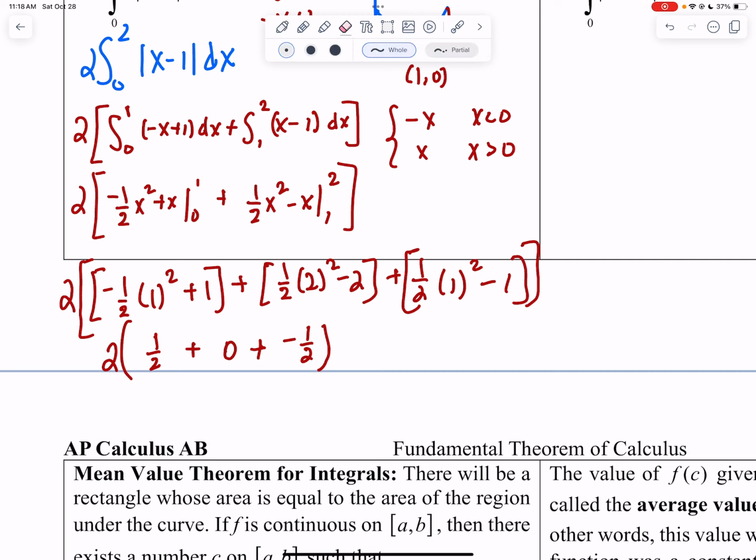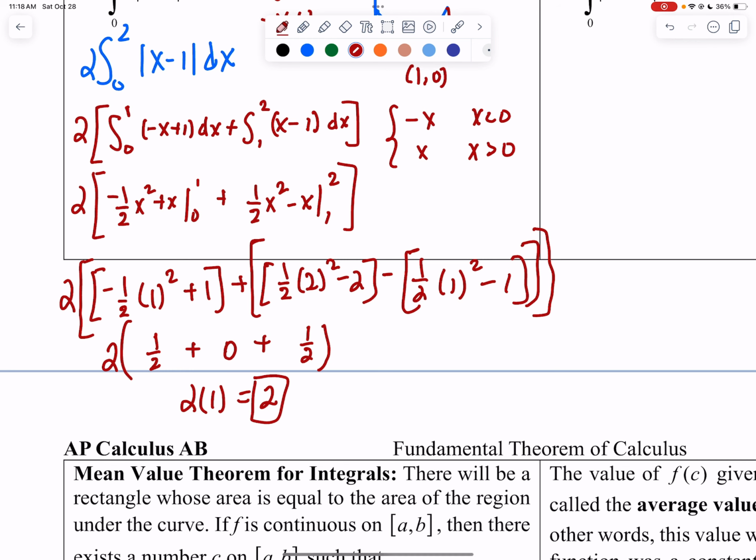Oops, this should be a minus using my fundamental theorem of calculus, since this is my second term. So this should be negative 1/2, which becomes a positive 1/2, which then we get 2 times 1, or an area of 2, using the fundamental theorem of calculus.